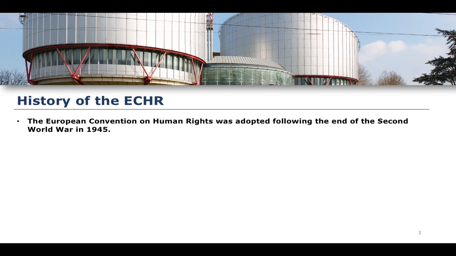The ECHR, of course, standing for the European Convention on Human Rights, is adopted following the end of the Second World War in 1945. Now, the convention itself isn't adopted until 1950, but it was in 1945 that we see the end of the Second World War. So, World War II ends in 1945. It ends in Europe in 1945 in May.